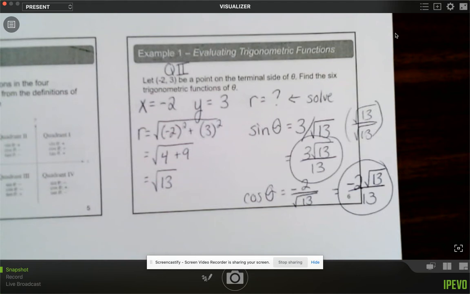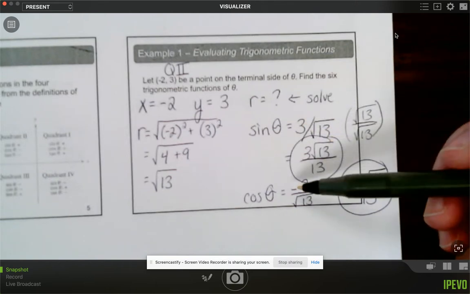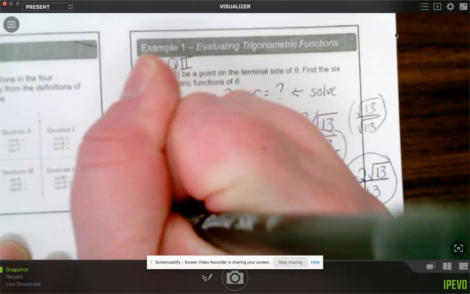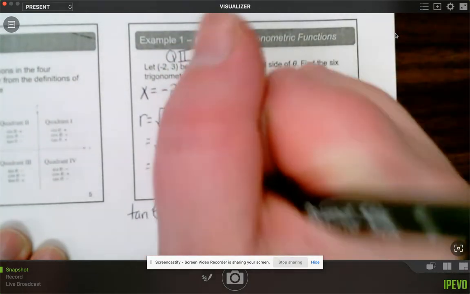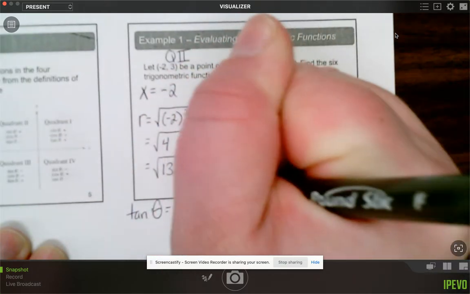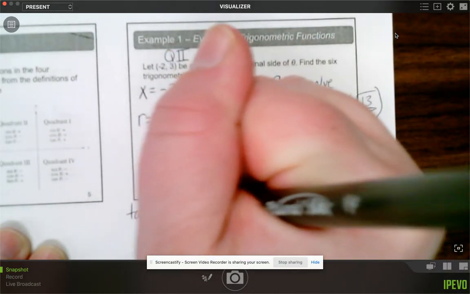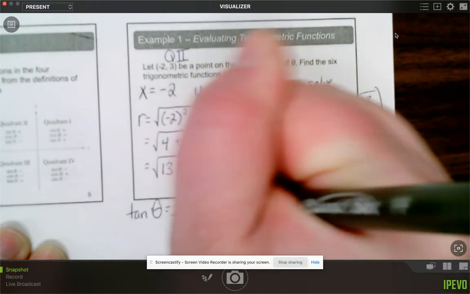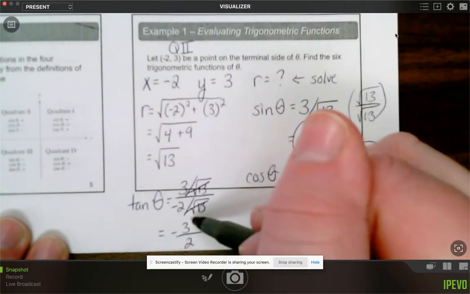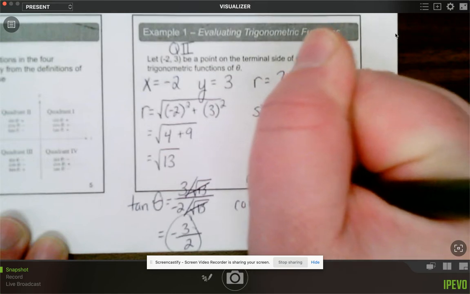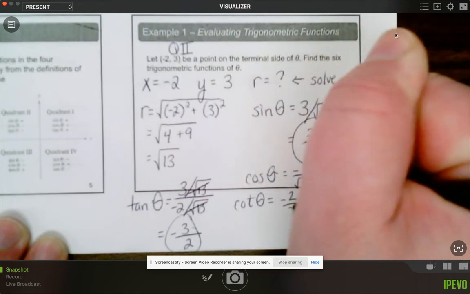So sine is positive, cosine is negative. And to find tangent, I would start by just doing the unrationalized part. Tangent of theta is sine over cosine. So before I rationalize it, that was 3 over square root of 13 over negative 2 over square root of 13. The square root of 13's cancel out, and you're just left with negative 3/2 for tangent, which means cotangent is negative 2/3.